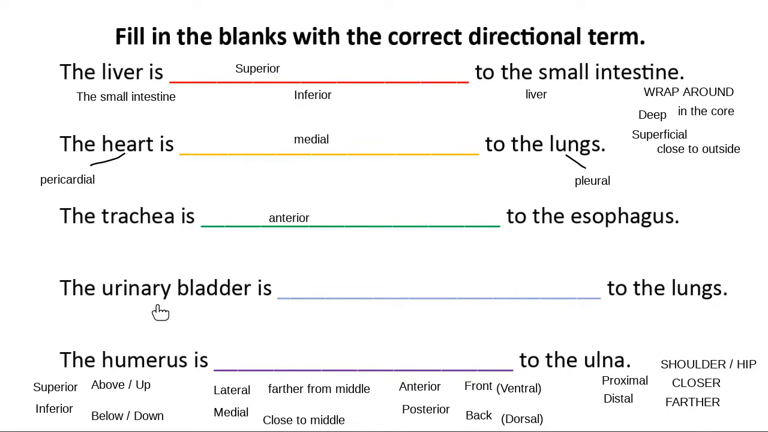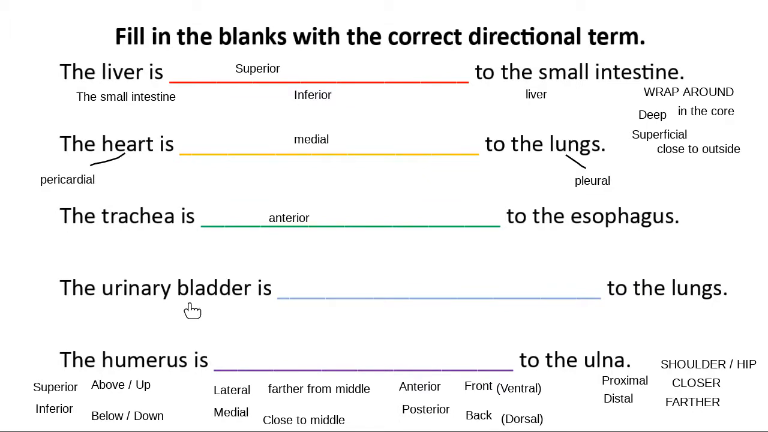All right, let's move down to our next one. Our next one talks about the urinary bladder. The urinary bladder is an example of an organ found in which specific cavity? What's the specific name for the urinary bladder? Yeah, this is our one organ that we talked about that we find in the pelvic cavity. So it's found in the pelvic cavity, which is the lowest cavity in the body, in the torso.